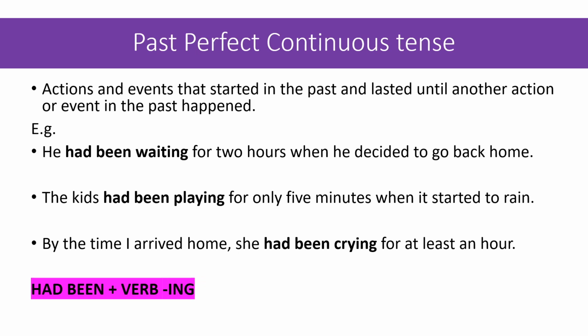The past perfect continuous tense. So these are actions and events that started in the past and lasted into another action or event that happened in the past. So he had been waiting for 2 hours when he decided to go back home. The kids had been playing for only 5 minutes when it started to rain. By the time I arrived home, she had been crying for at least an hour. A way to remember this is had been plus your verb ing.